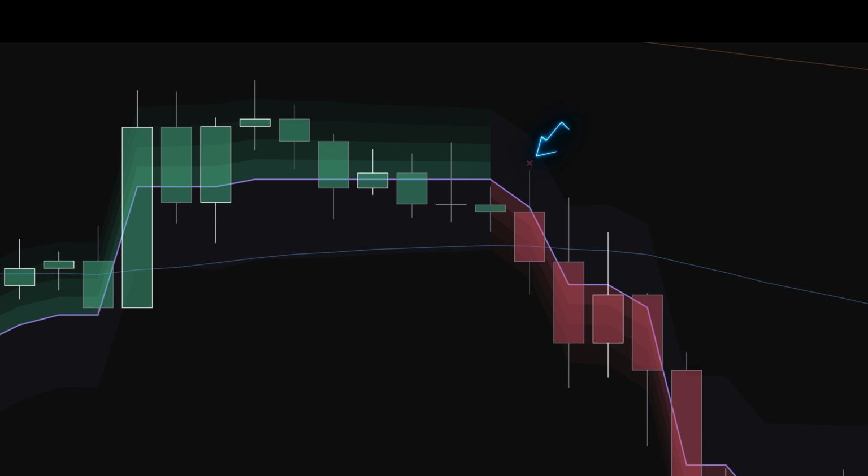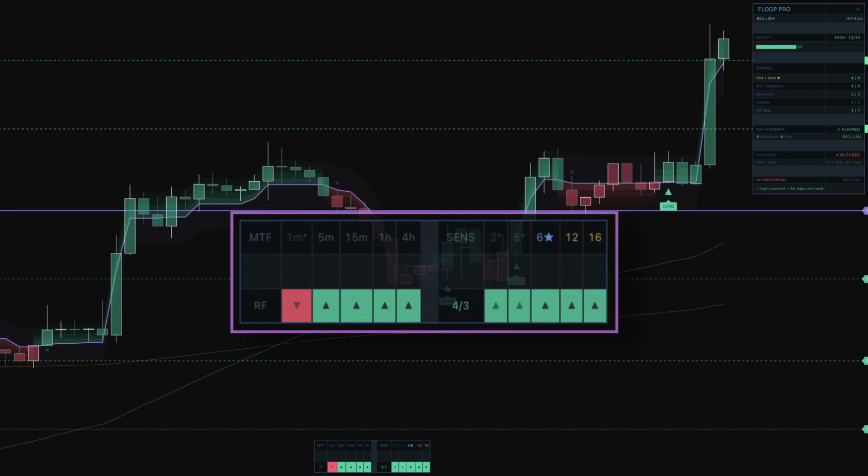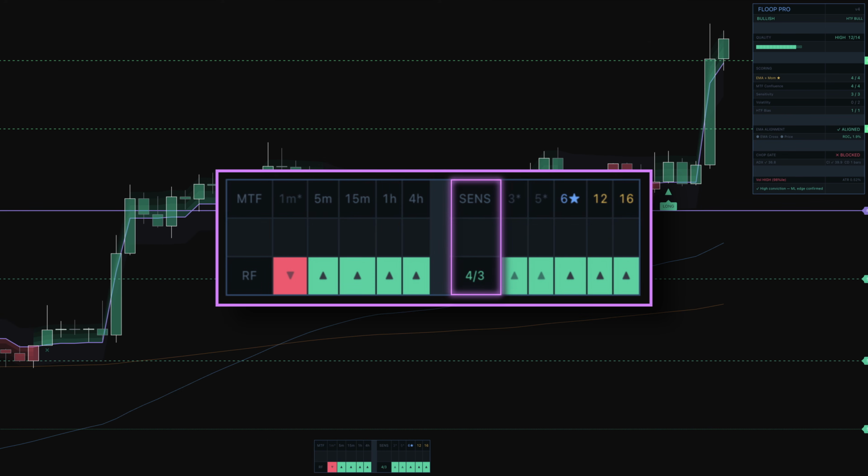Signals that fail any gate are shown as small crosses rather than full labels, giving visibility into what is being filtered out. The signal strength score runs from 0 to 14, combining multi-time frame range filter alignment across 5 time frames, EMA and momentum scoring, sensitivity cross-checks at fixed values of 3, 5, 12, and 16, volatility rank, and the higher time frame bias. Scores of 11 and above are flagged as high quality, with dedicated alert conditions for those setups specifically.